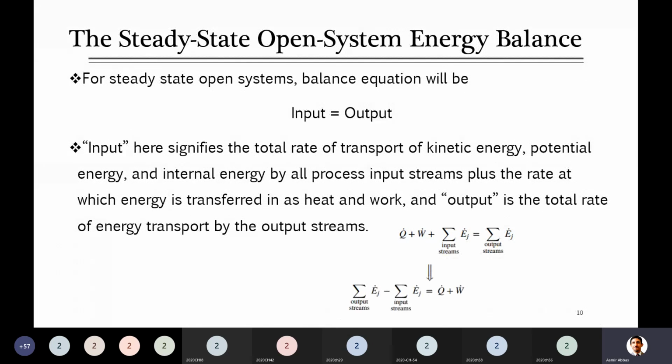That's pretty straightforward. So this equation can be rearranged in the form of Q plus W is equal to, I can take this input energy to the other side of the equation. It will be output minus input.